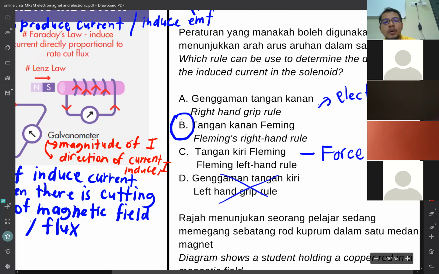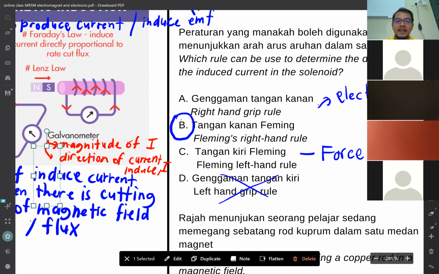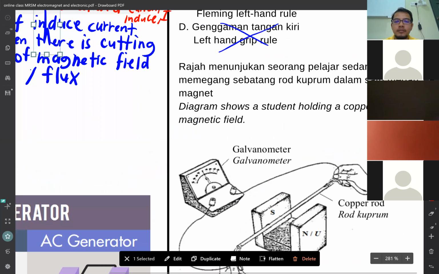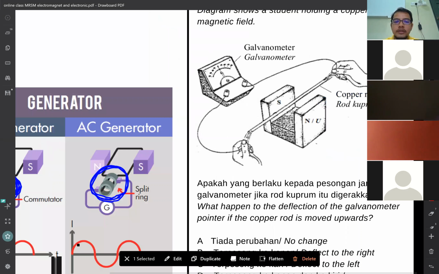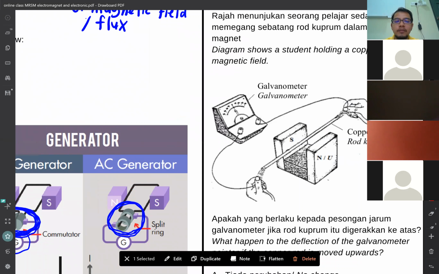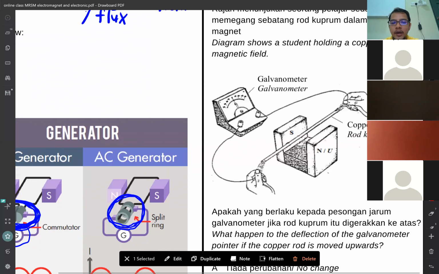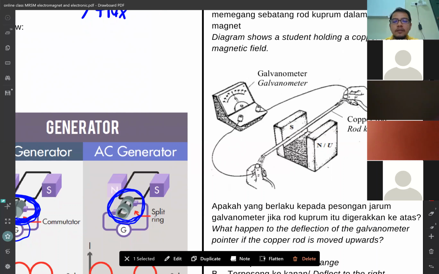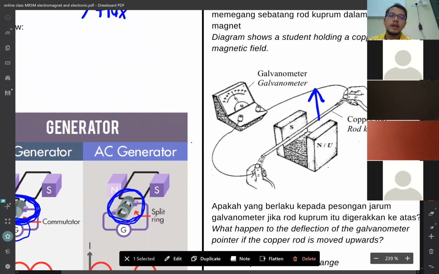Left hand grip, no. We never learned the left hand grip rule. Okay, then we go here. So this kind of question came out in the trial. You need to know where the current flows based on Fleming's right hand rule. The question states, what happened to the deflection of the galvanometer pointer if the copper rod is moved upward?